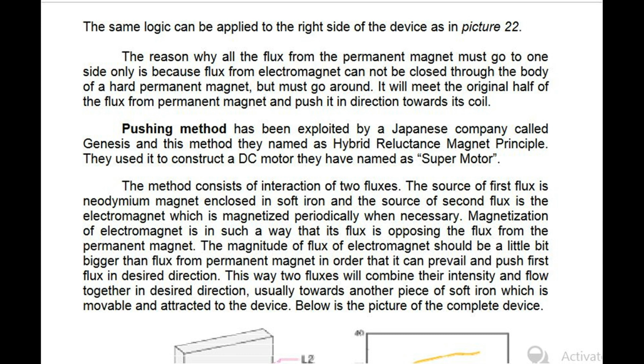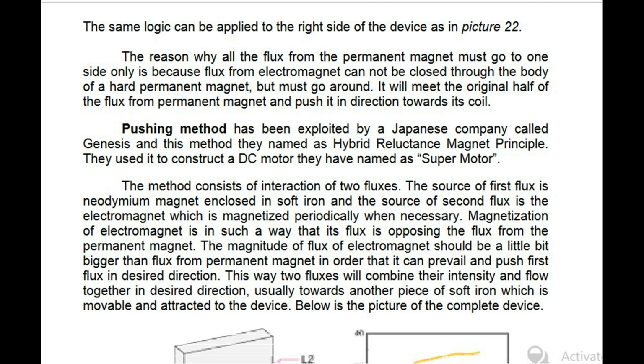The pushing method has been exploited by a Japanese company called Genesis, and this method they named the hybrid reluctance magnet principle. They used it to construct a DC motor they have named the supermotor. The method consists of interaction of two fluxes. The source of the first flux is a neodymium magnet enclosed in soft iron, and the source of the second flux is the electromagnet, which is magnetized periodically when necessary.